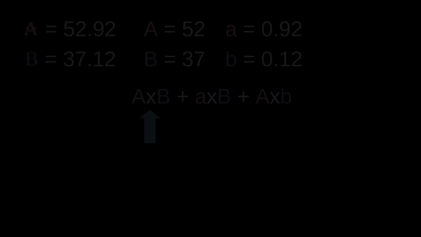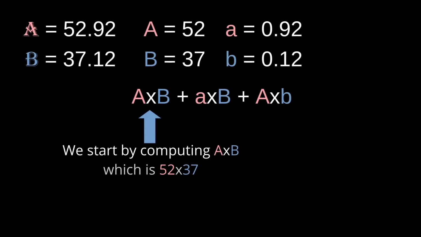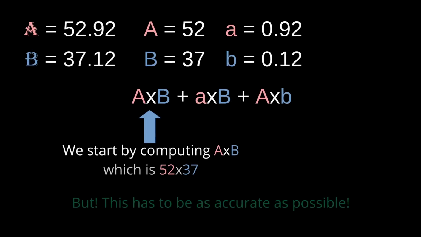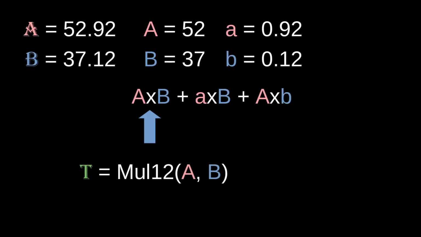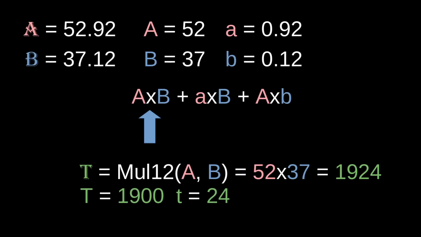We start by multiplying the two upper halves of our inputs. So we've got 52 multiplied by 37. But we have to make sure that this result is as accurate as possible. So instead of multiplying these things normally, we actually call the mul 1,2 function to create a very precise result. This is going to give us a four-digit result. We say that the double-double T is the result of calling the mul 1,2 function with capital A and capital B as parameters, which is going to give us 52 multiplied by 37, which gives us 1924. So T, the result here, is a double-double. It's got an upper half of 1,900 and the lower half is 24.